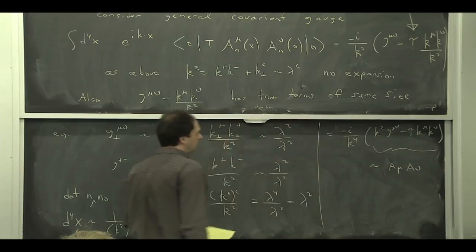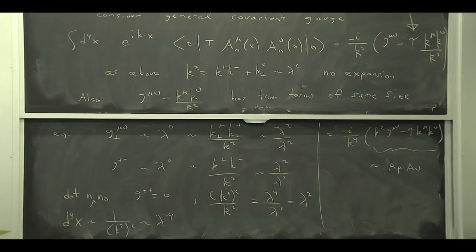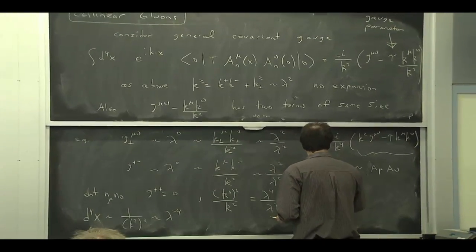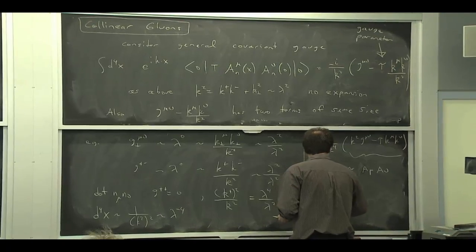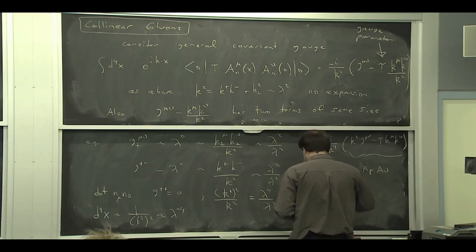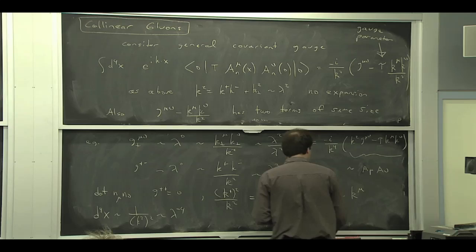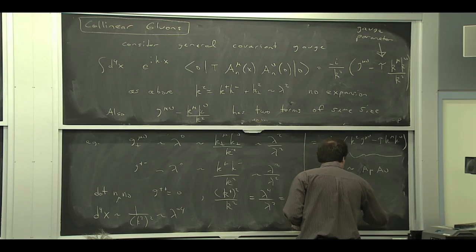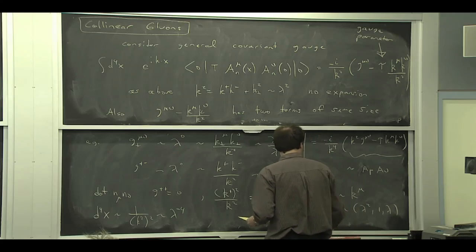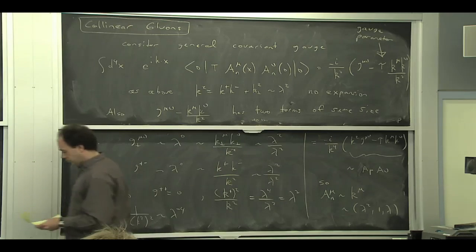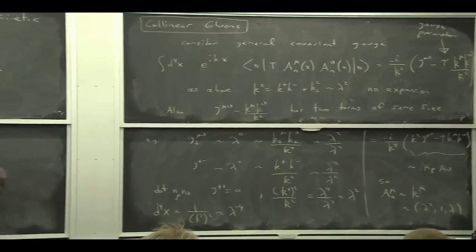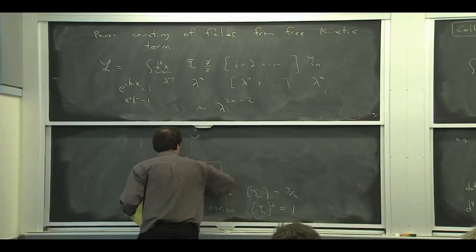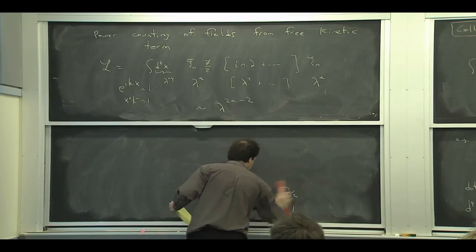And that basically means that A mu and A nu scale like momenta. So A mu n for this collinear gluon scales like k mu, scales like lambda squared, 1, lambda. Let me write that one more time.